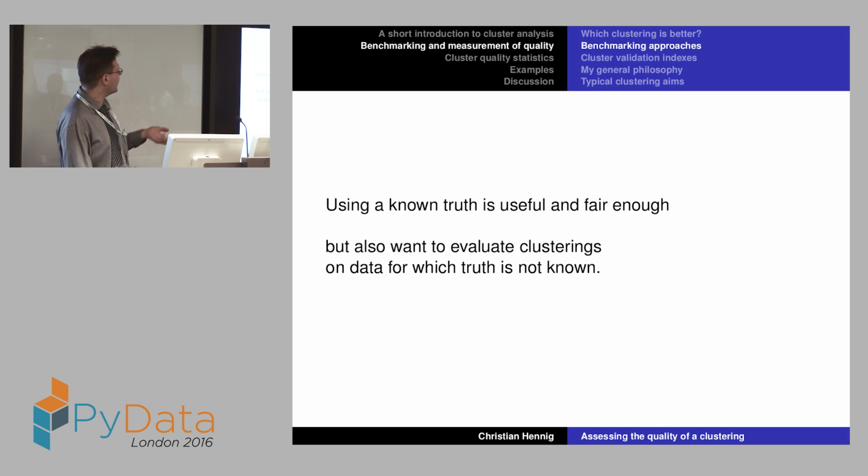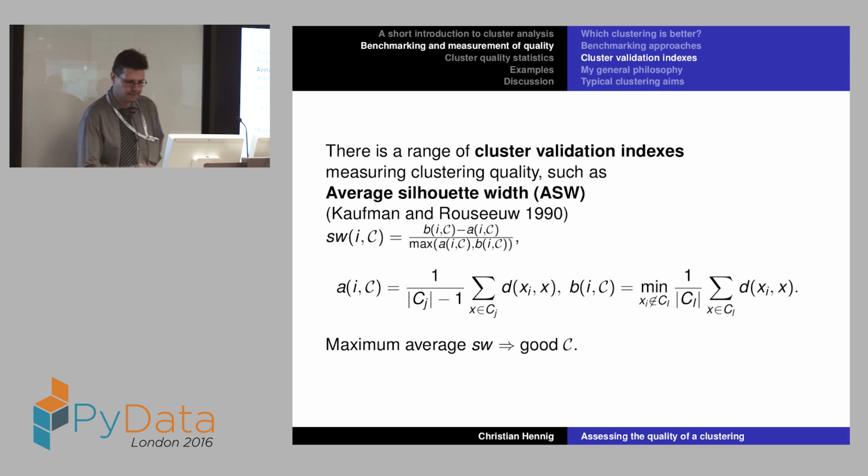Okay, so I mean, using a known truth is useful and fair enough, so I agree with the guy in front here. But also we want to evaluate clustering on data for which the truth is not known. And this is what I'm talking about now. Actually, there is some stuff about this already in the literature. There's a range of cluster validation indexes measuring clustering quality. One of the most prominent ones is the average silhouette width, introduced in 1990 by Kaufman and Rousseeuw.